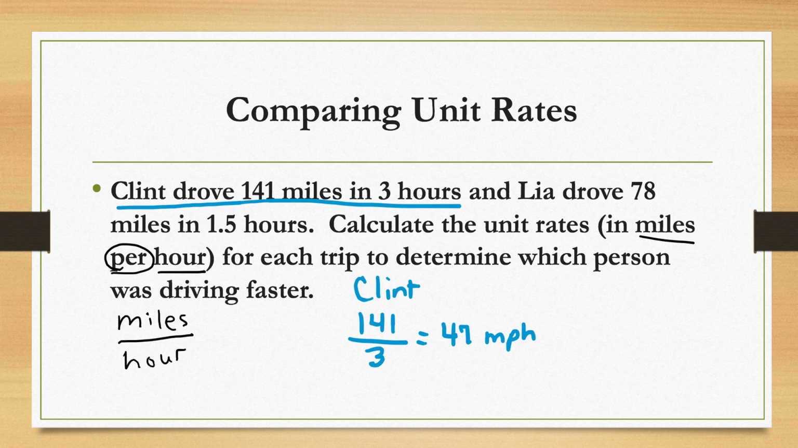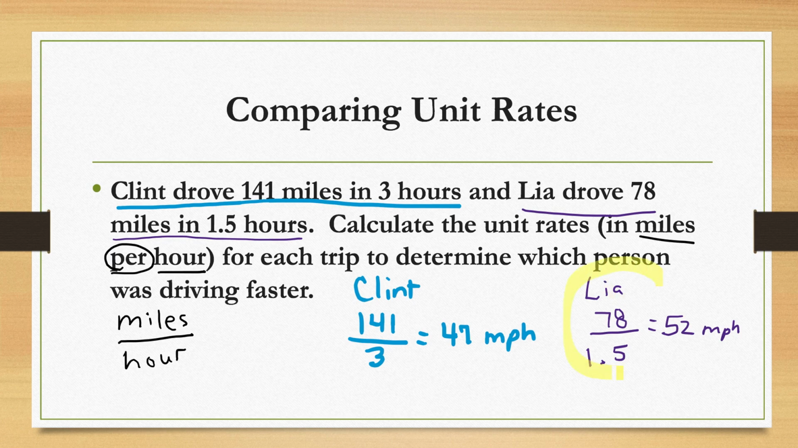All right, let's do the same thing for Leah. Leah drove 78 miles in 1.5 hours. So let's calculate her rate. Again, miles on the top, so 78 on the top, over the time on the bottom, so 1.5. So 78 divided by 1.5, she is driving 52 miles per hour. And so again, the question is asking us who is driving faster. And so we can see that Leah, since she's driving 52 miles per hour, she is driving faster.